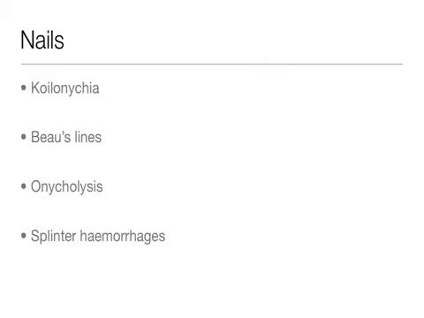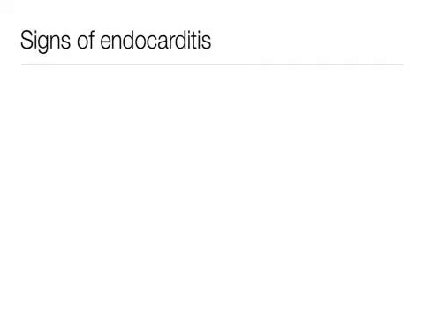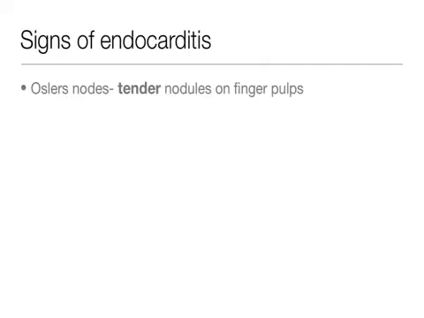Now these are longitudinal hemorrhagic streaks, and are seen in subacute infective endocarditis, although they can be present in other conditions such as rheumatoid disease or any vasculitis or glomerulonephritis. And there may even be a consequence of trauma such as gardening. And at this point, I want to go through the other signs of endocarditis that you may find.